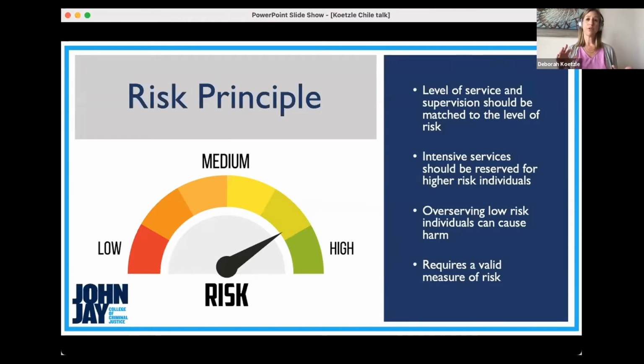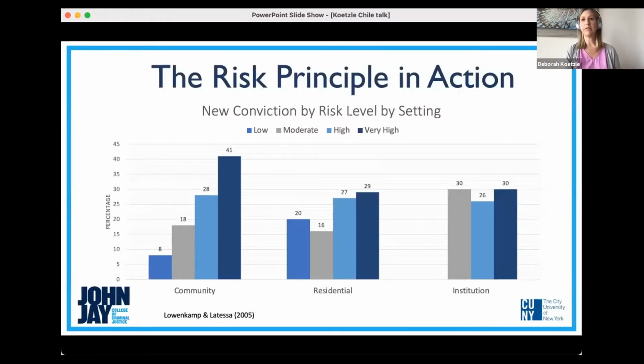Ideally, we would triage those low-risk youth out of the juvenile and criminal justice systems and just leave them alone, with the idea that they should correct their behavior on their own. What the research tells us consistently is that when we overserve low-risk youth or low-risk individuals, we can do harm. And we see an example of this here. These are results from a study done by my colleagues at the University of Cincinnati, Chris Lowenkamp and Ed Latessa.